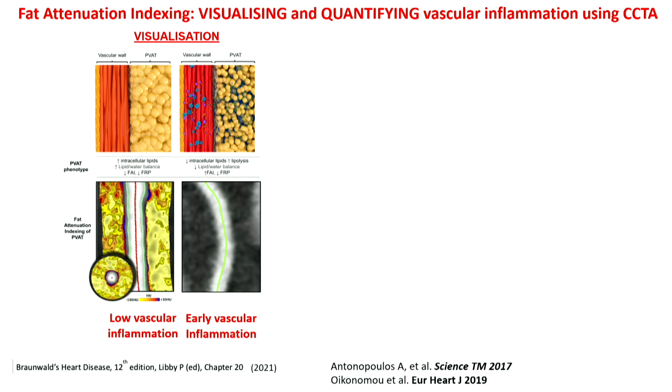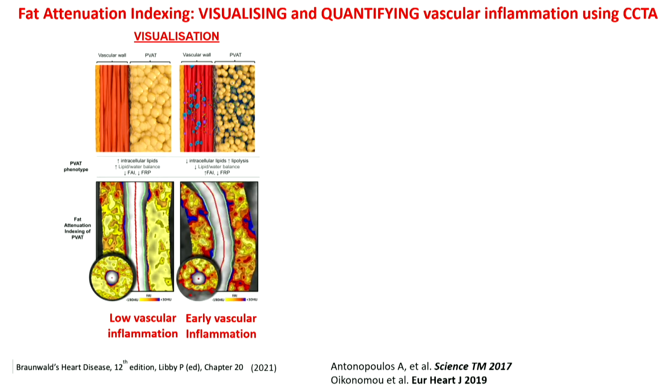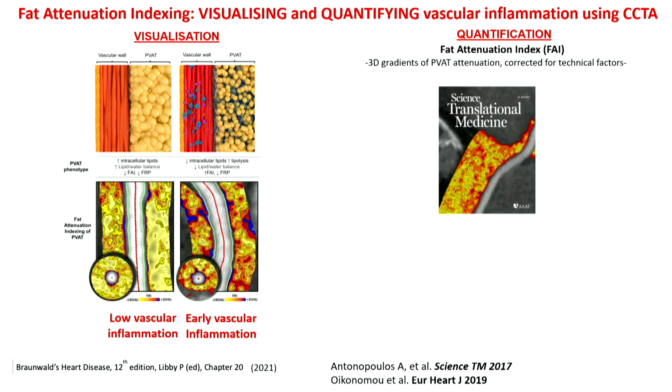Now, we developed this method that is called fat attenuation indexing that uses standard coronary CT angiograms, brings to the surface this hidden information from around the coronary arteries, and it identifies the inflamed arteries from the non-inflamed arteries. And it's important here to understand that this is not only a visual representation of inflammation. You can quantify these changes in the perivascular space by using the fat attenuation index, which is a measurement of attenuation around the arteries, but taking into account the three-dimensional gradients, how attenuation changes around the inflamed artery.